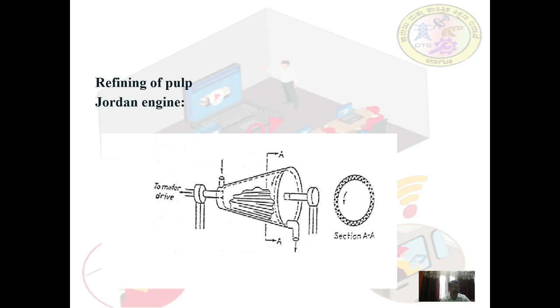When the pulp is fed into the refiner of a conical shape or the Jordan engine, stationary bars of metal or stone are set inside the conical housing. You can see this here. The rotor is fitted with metal bars and set close clearance against the shell.